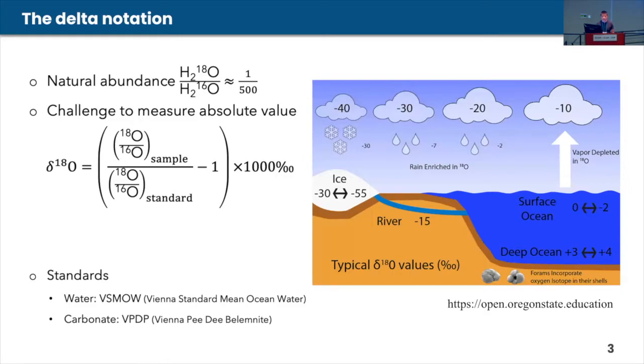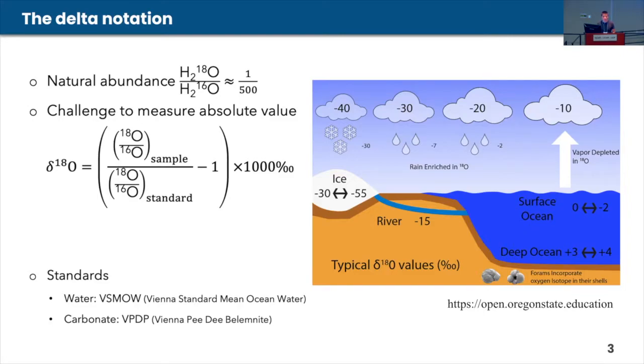The image here shows typical delta 18O values in the hydrological cycle. So starting from the ocean surface, the delta value is around 0 per mil. And during evaporation, remembering that heavy water is more difficult to evaporate, as a result, you end up with more lighter water in the vapor and the clouds.